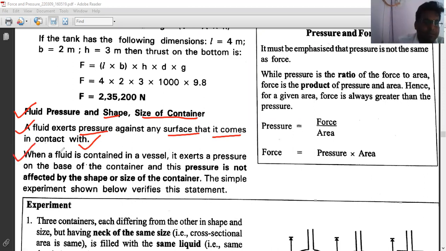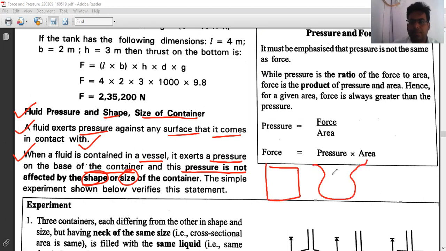Next point is when fluid is contained in a vessel, it exerts a pressure on the base of the container, and this pressure is not affected by the shape and size of the containers, right? So it only depends on the height of the liquid, not on the shape. Like this type of shape is there, but it will not affect it, right? So pressure is not dependent on shape and size. So it is independent. So this must be coming in the MCQ. So, right, we will see the next experiment which will prove this.